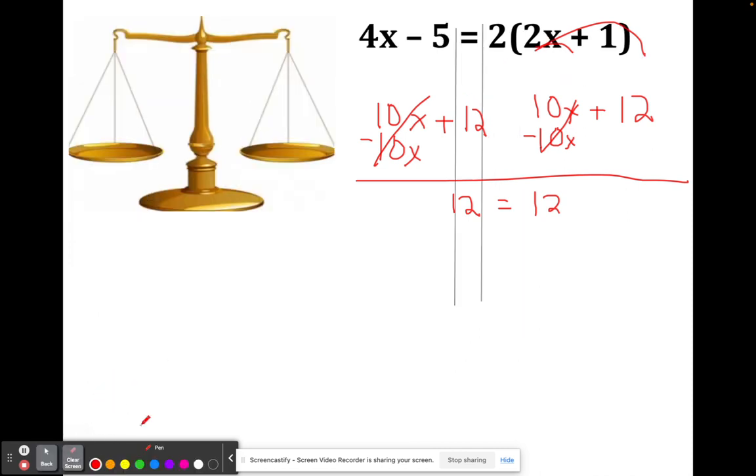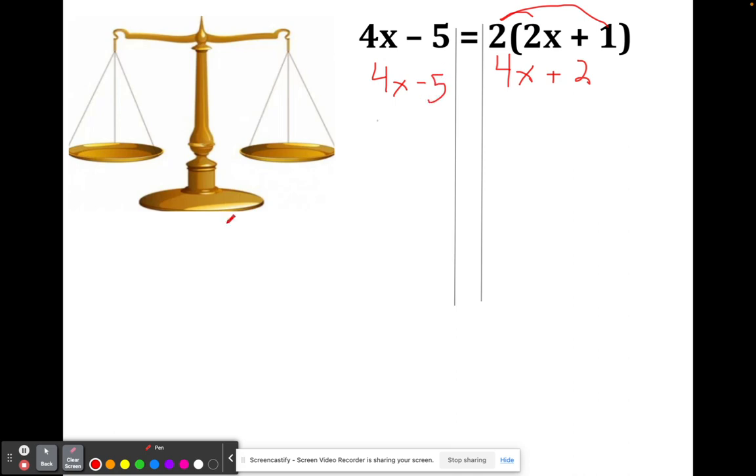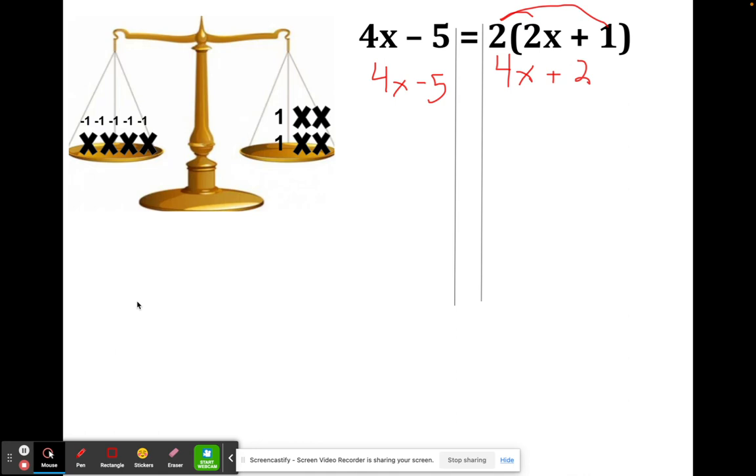Let's look at our next example. Again, I have to distribute. I end up with 4x plus 2 equals 4x minus 5. So you'll notice on both sides of the equation, I have 4x. Here I have 4x minus 5. And over here, I have two groups of 1x plus 2.